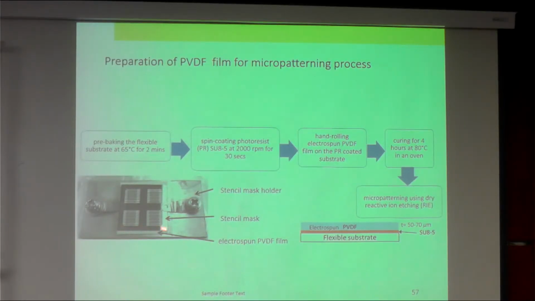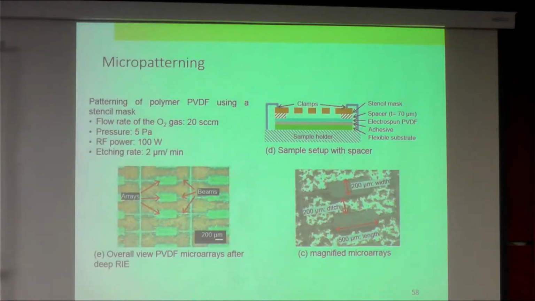Then the electrospun PVDF. Then what was obtained is this kind of design, basically with a clamp to hold the PVDF membrane to the structure. The electrospun PVDF here, this is a stencil mask. Then we pattern into this, and these two are the actual images of the microarray with about 200 micrometer width and about 400 micrometer length. So this is the electrical circuit that connects each of the array.